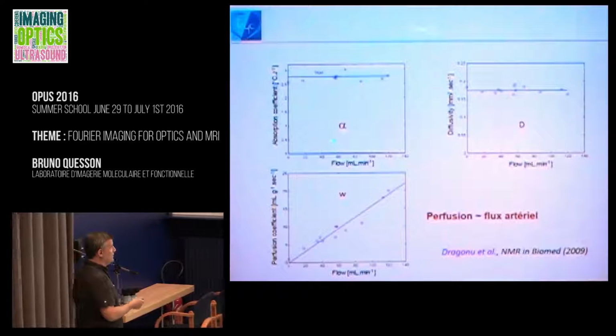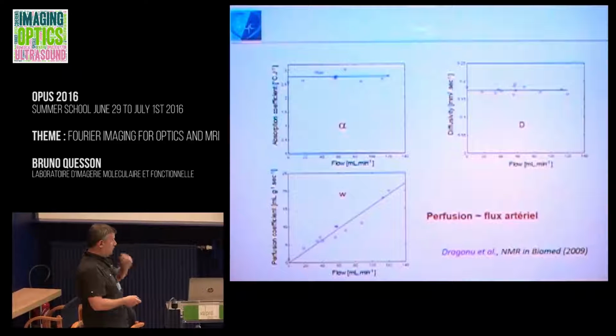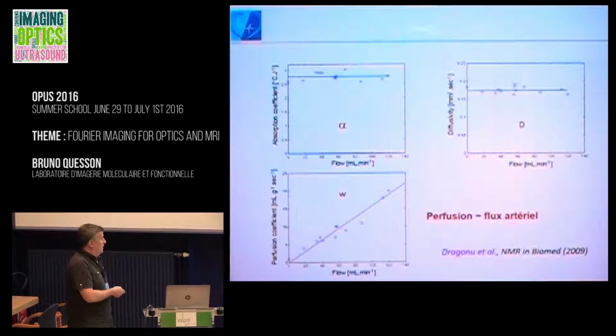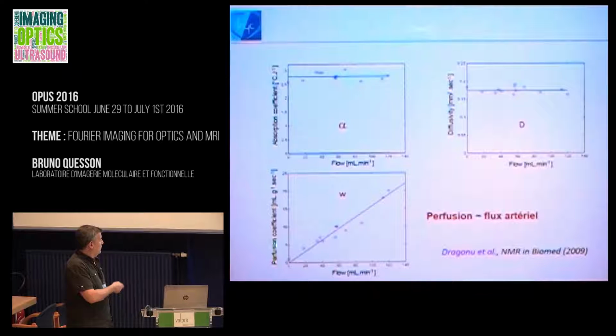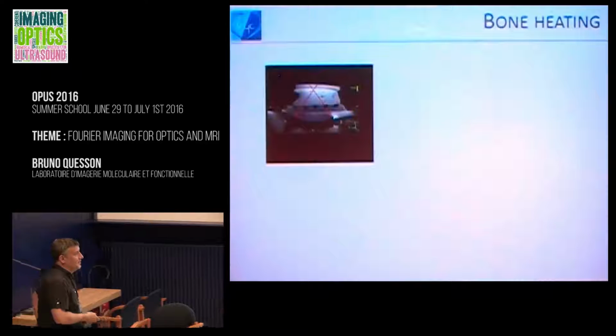Okay, this shows that this absorption and diffusion do not depend on the flow that perfuses the kidney, but then if you vary the flow linearly, then you have the perfusion which is varying linearly with the flow, which is expected. And you try to go as fast as you can.